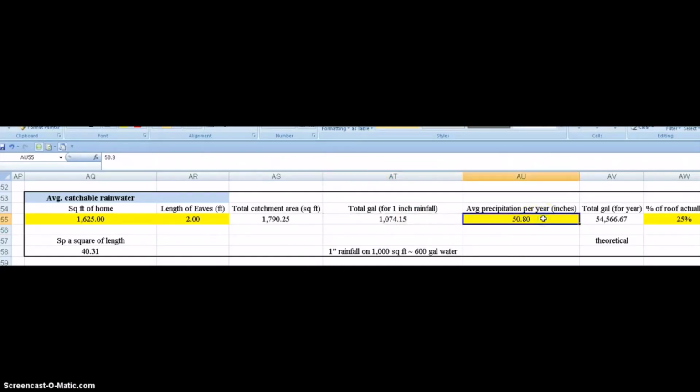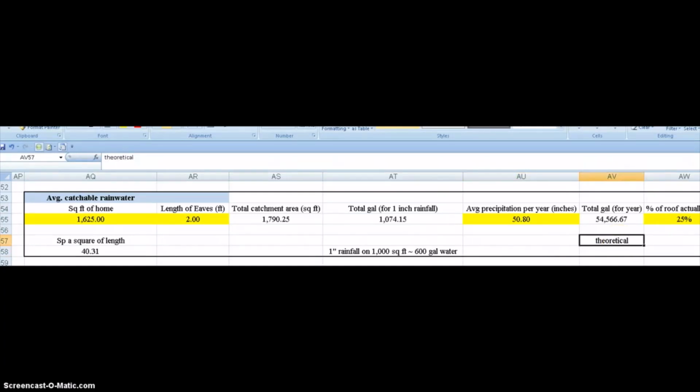Now, this is an input. I just looked it up online. For where I live, in the Virginia area, I can expect roughly 51 inches of rain per year. So if I convert that to gallons, I get roughly 54 to 55,000 gallons for the whole year. Again, this is an average. It changes all the time, and sometimes you get zero inches of rain, and sometimes you get a whole bunch of rain. So this is just averaged out across the year. That's why I have theoretical there.